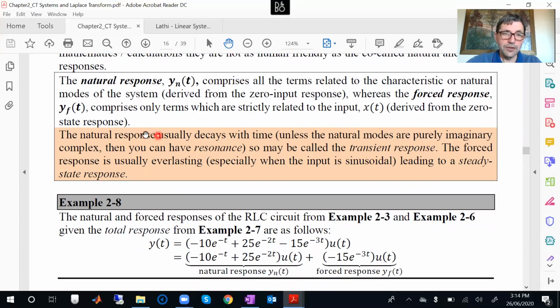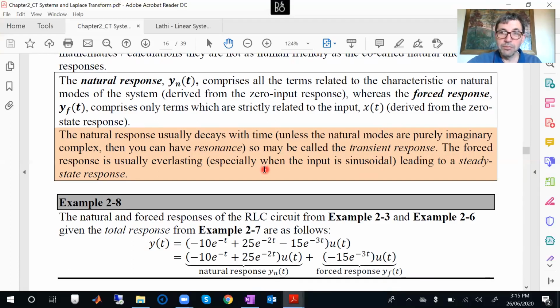Guess what? The natural response usually decays with time. Certainly that's the case here. Because with energy, the natural response would be to dissipate the energy and slowly decay, either in a damped manner like that, or when you have complex characteristic modes in an oscillatory manner, it slowly decays. And this, because it decays, can sometimes be referred to as a transient response. You're now, gone soon. It won't last for long. The forced response lasts as long as you apply input.